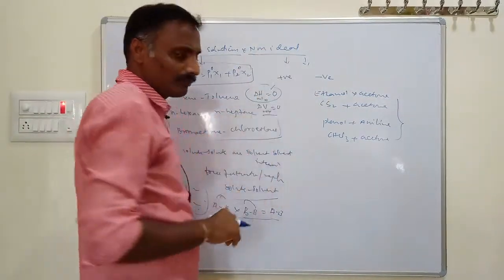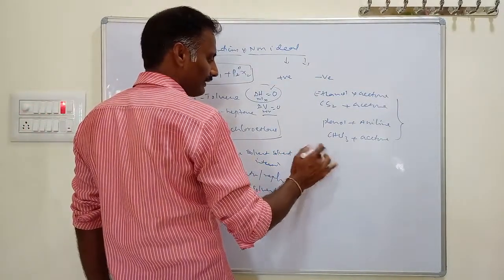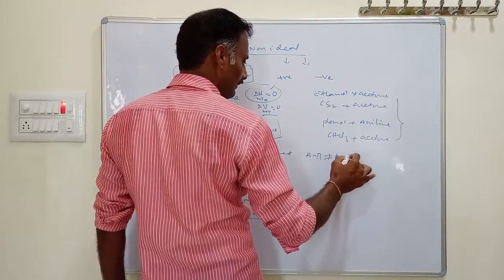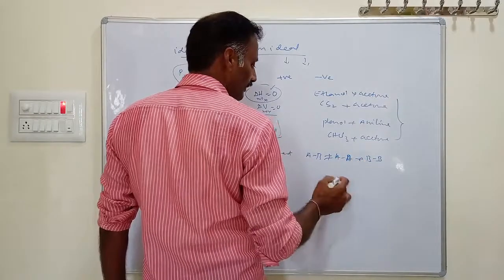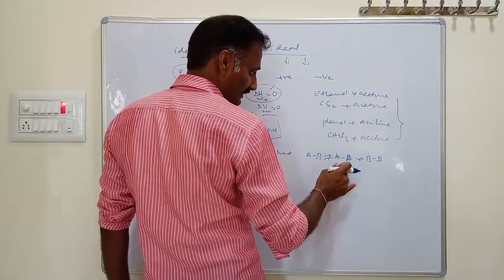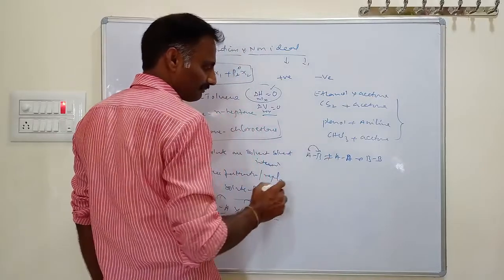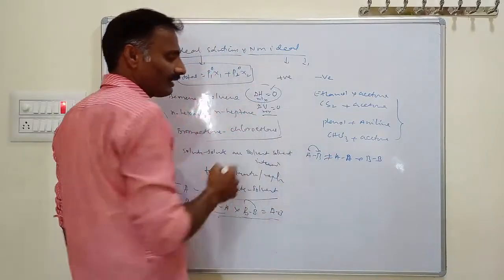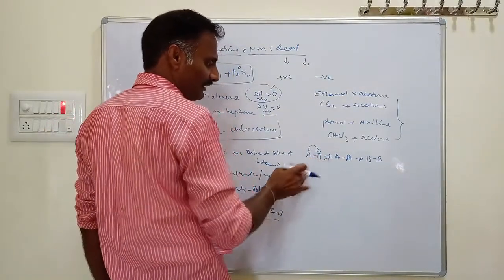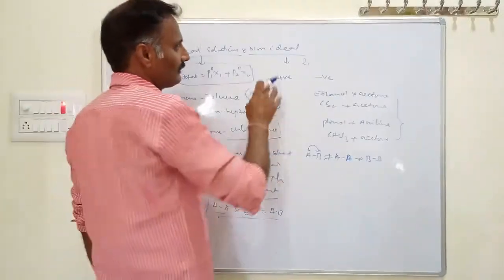Why are they non-ideal solutions? Here AB interactions are different from AA interactions and BB interactions. That is, the solute-solute interactions and solvent-solvent interactions are different from the solute-solvent interactions. Those solutions are called non-ideal solutions. The force of attraction or repulsion between the solute and solvent is different compared to solute-solute and solvent-solvent. This is called non-ideal solutions.